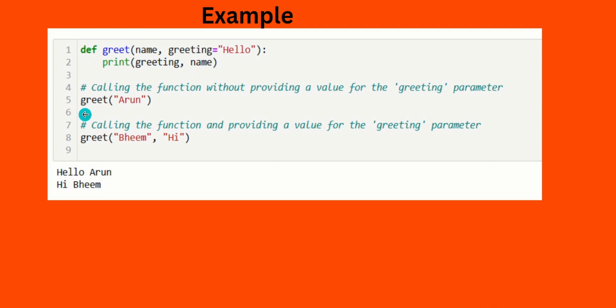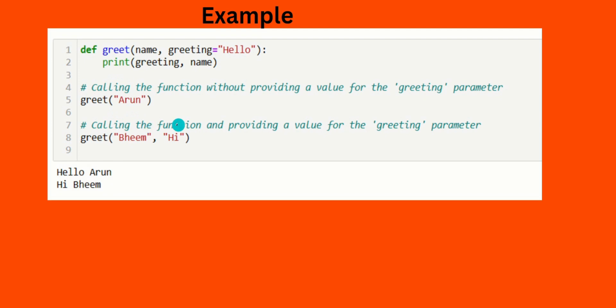I have to call this function, right? I am calling this function greet with the name parameter's value Arun passed, whereas greeting parameter's value I am not passing. What will be my output? The default value of greeting, hello, will be taken and prints hello Arun as the output. In the eighth line, I have passed both the parameters, that is name and greeting. Therefore, I am getting the output as hi Bheem. I am printing greeting first, therefore hi or hello is printed first. Then I am printing name second. This is the default value getting printed when one parameter is passed.